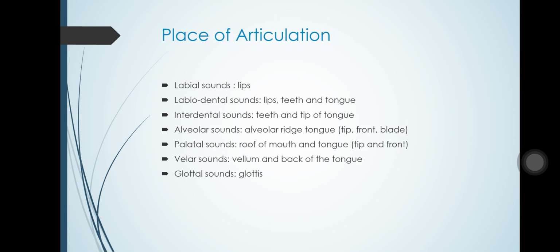I have here the other one, which is palatal sounds: the roof of the mouth and the tongue tip and front. Palatal sounds are produced with the front of the tongue against the hard palate, as the Y in English young, and with the blade of the tongue near the hard palate, as the CH in the English chin. So I have here the 2 examples: Y, young, and CH, chin. So, roof of the mouth and tongue.